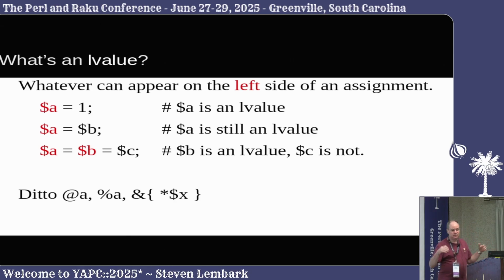Anyway, an L value is anything that can appear on the left side of an equal sign. That's it. So in the first line and the second line, the third line is where people go cross-eyed. A and B are L values. That A equals B equals C is perfectly valid C. It's perfectly valid Perl. You assign a value, you keep going, you keep going. And at that point, A and B are both L values. A equal to something, %A, they're all L values. I can assign to them.